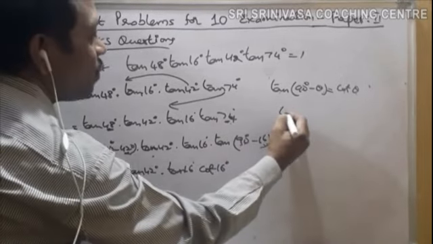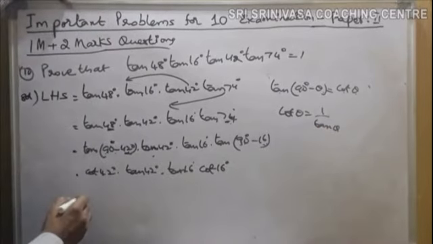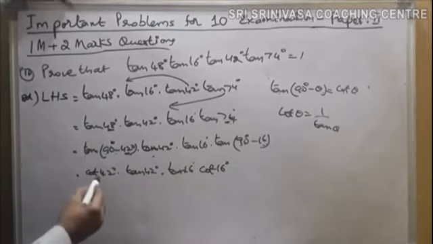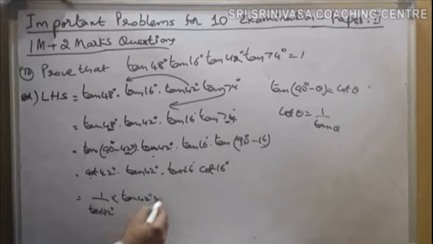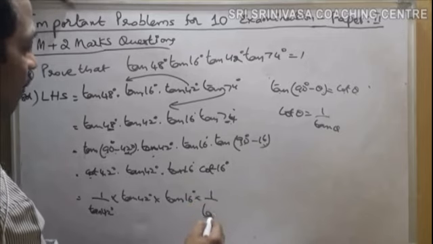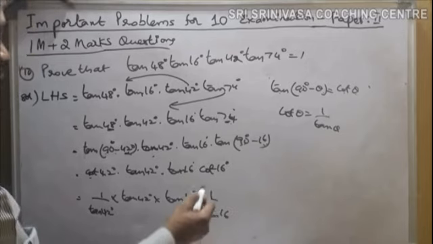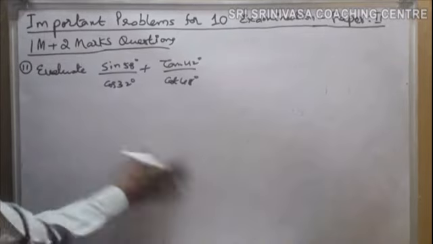Again, cot theta is the reciprocal of tan theta. So let me use that formula here. Cot 42 is 1 by tan 42, into tan 42, into tan 16, into 1 by tan 16. So tan 16 will get cancelled, tan 42 will get cancelled. So 1 into 1 is 1. This is your RHS.